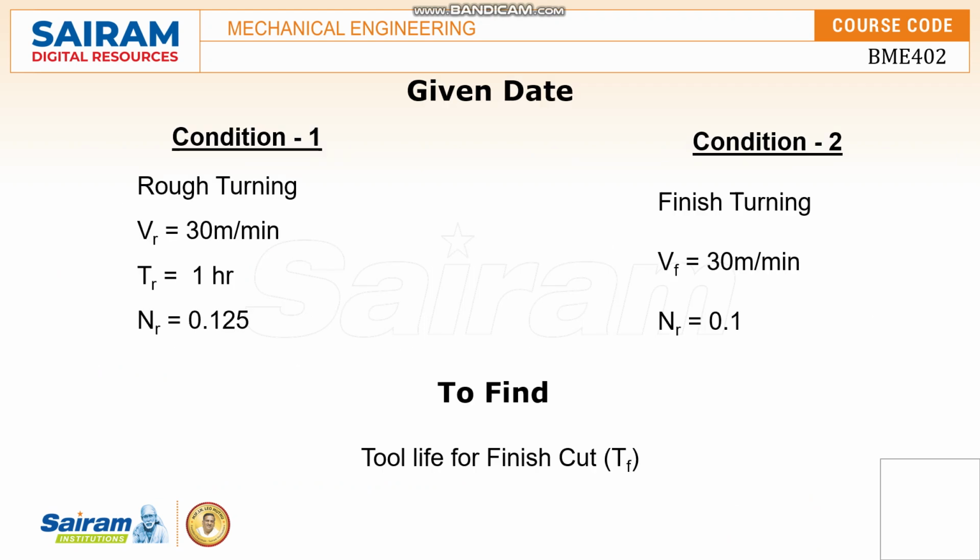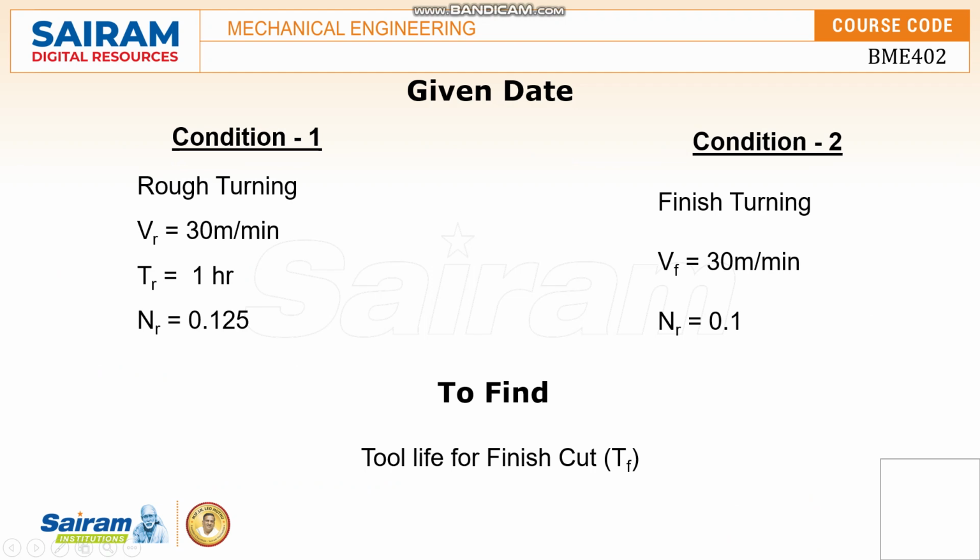So now the given data. As I said, here we have two different conditions: one is rough turning and the other is finish turning. For rough turning, the cutting speed, represented as VR, is equal to 30 meters per minute. TR, which is the tool life, is equal to 1 hour. nR is equal to 0.125.